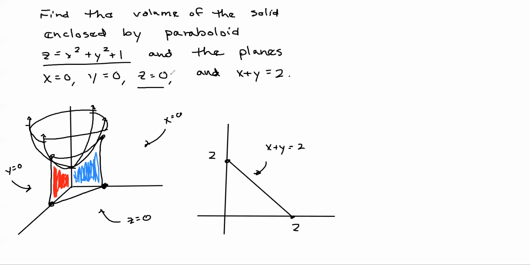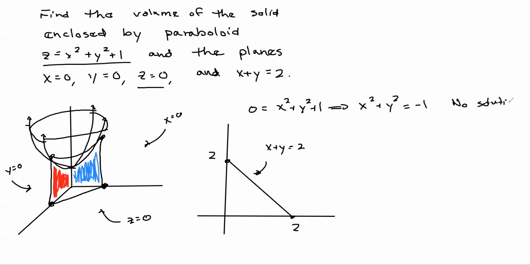So what you need to do is take z equals 0, plug it in, and see if you get any solutions. If you try that, we get 0 equals x squared plus y squared plus 1, and so that turns into x squared plus y squared equals -1. And there is no solution to that.